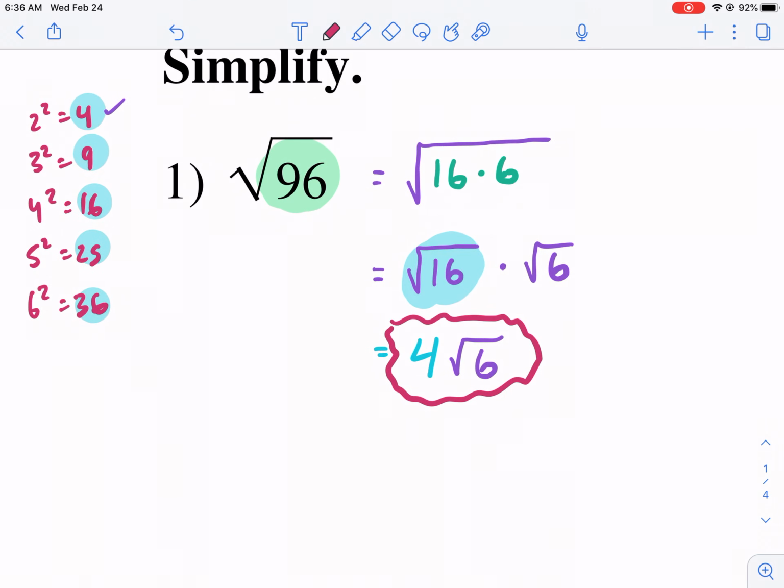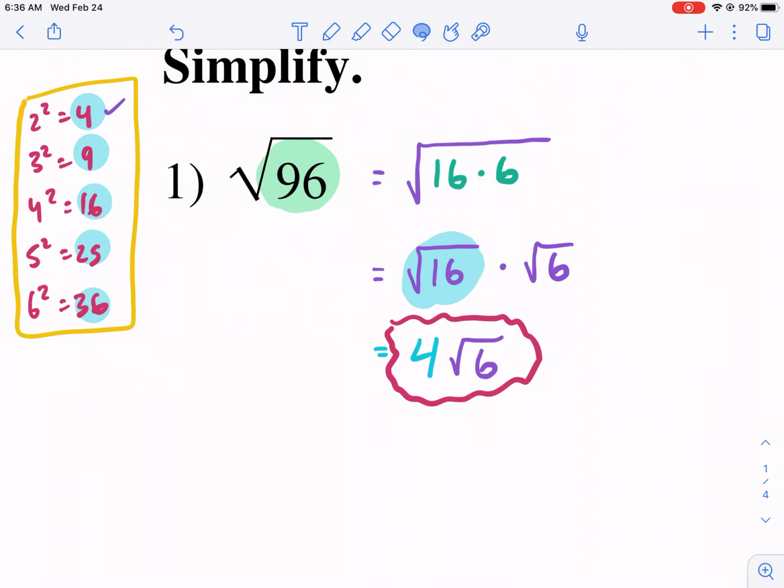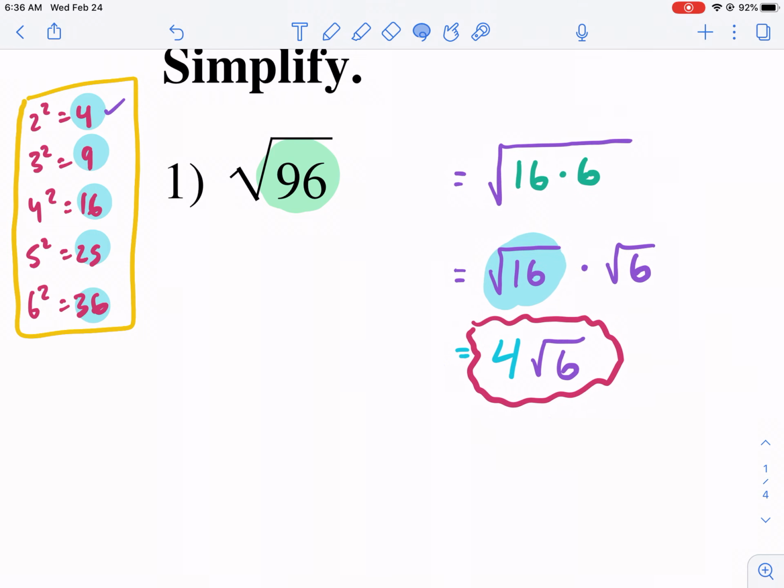Now, there's another way to do this, and this makes it a little bit easier so you don't have to do trial and error with, let me circle these, so you don't have to do trial and error with the square roots. Okay, this way will work every time, and it's using a factor tree. So let me go ahead and get a different color out. Okay, I'm going to move this over. Need a little bit of room. Okay, use a factor tree.